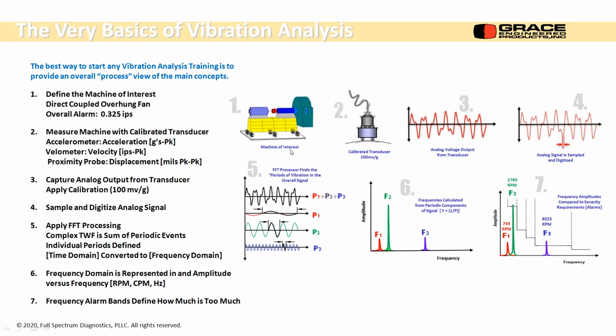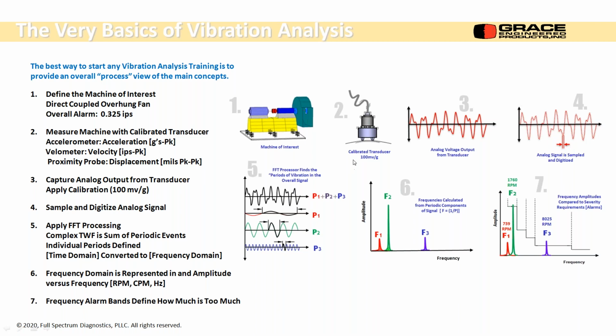There are 7 steps. First, define the machine of interest. This is important because we have to know what type of alarms to put on it. Not every machine is the same. Statistically, we're going to be able to pull out an alarm level. This is 0.325 inches per second, so a velocity overall measurement we can put into our database and set up as an alarm, just by knowing the type of machine we have.